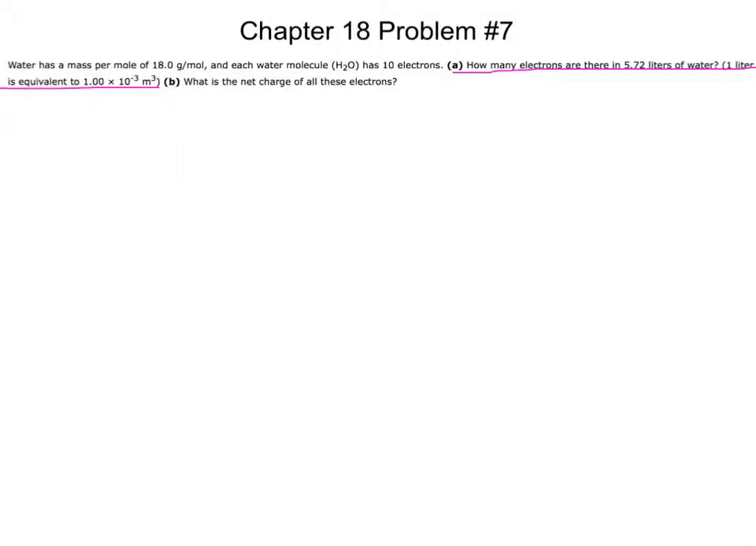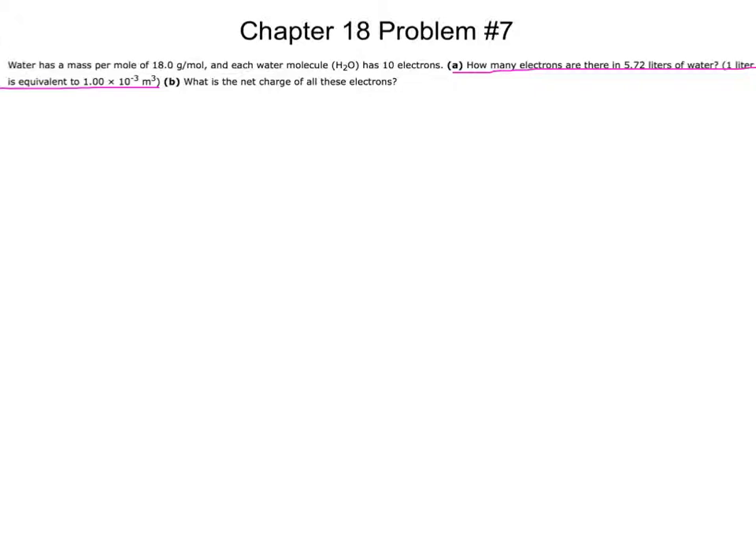Chapter 18, problem number 7. Water has a mass per mole of 18 grams per mole, and each water molecule, H2O, has 10 electrons. A. How many electrons are there in 5.72 liters of water, where 1 liter is equivalent to 1 times 10 to the negative 3 meters cubed? And B. What is the net charge of all these electrons?